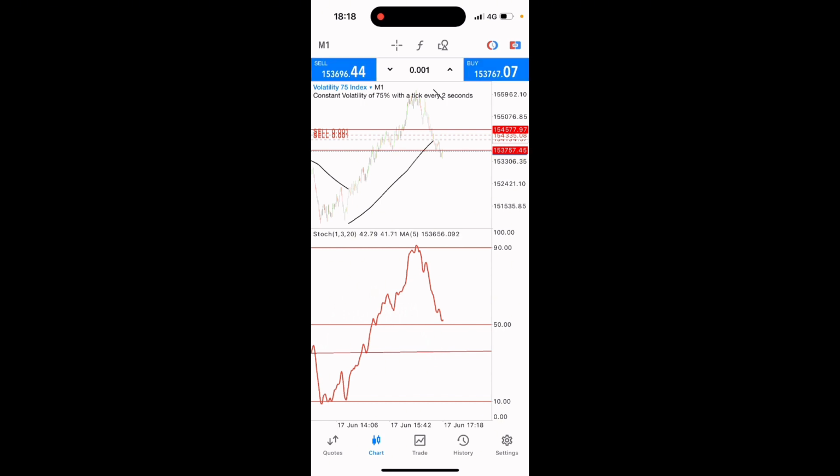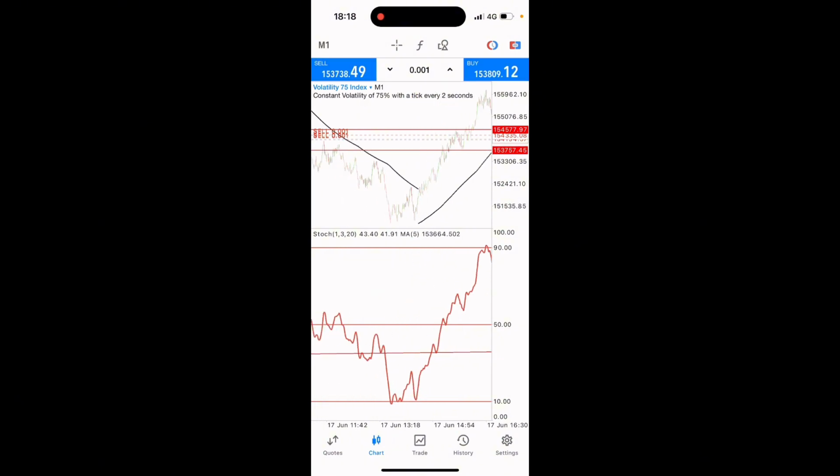Guys, look, I want you to tell me in the comment section. I want you to use this strategy. This is a scalping strategy. It's not a swing trade or whatever. So it's a scalping strategy. Take what you get and get out of the market.